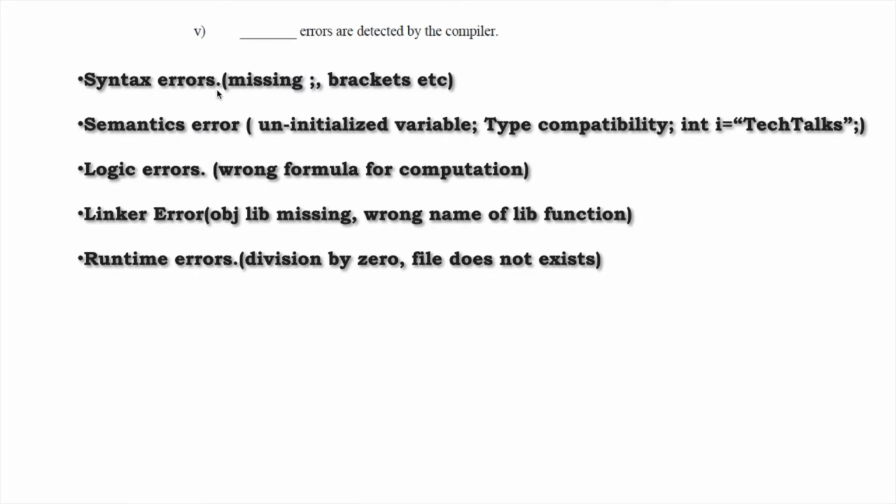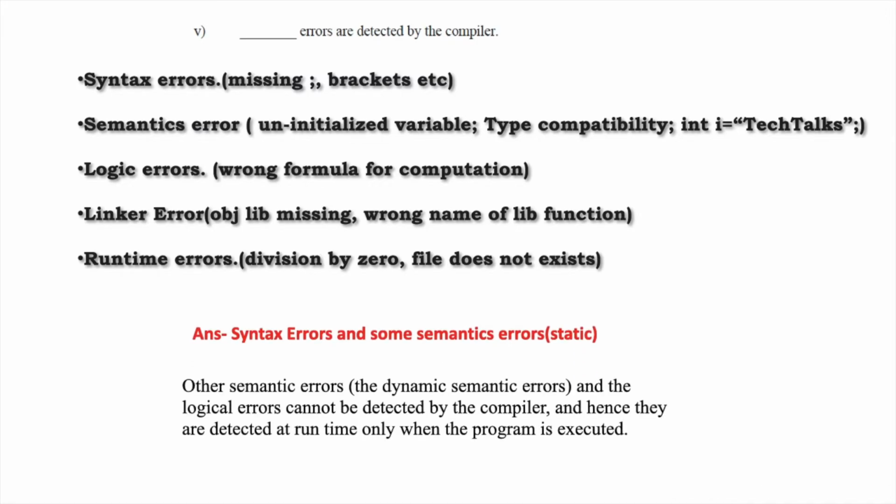So what will be the answer? Basically syntax errors and some kinds of semantic errors. These are static semantic errors. So these two kinds of things can be detected by the compiler: syntax errors and some semantic errors. But other semantic errors, dynamic semantic errors, and logical errors cannot be detected by the compiler.